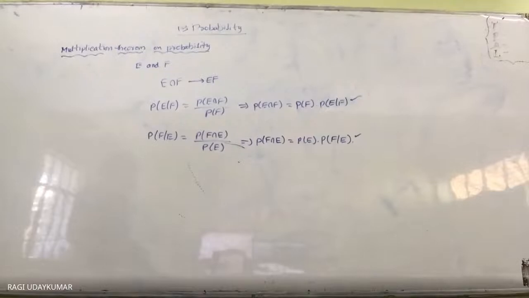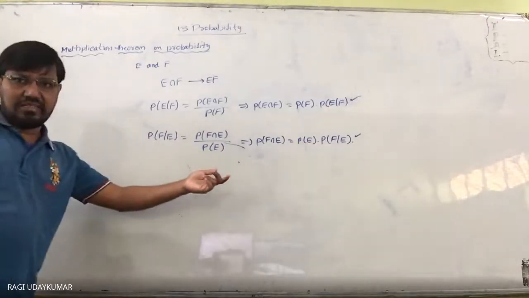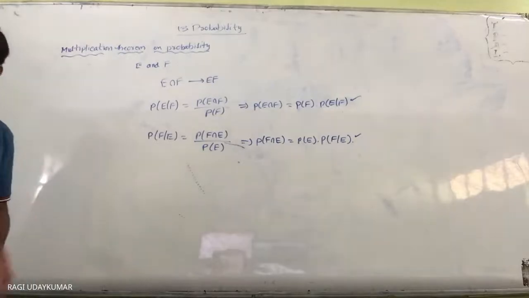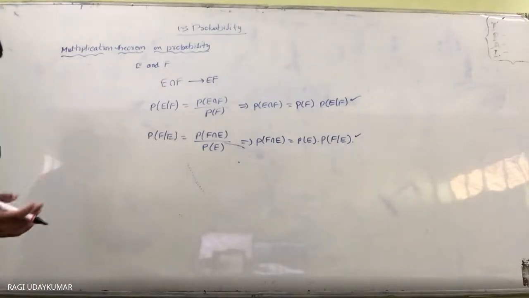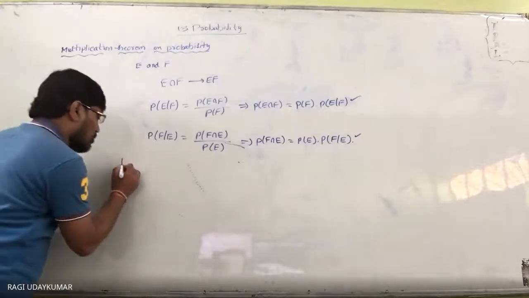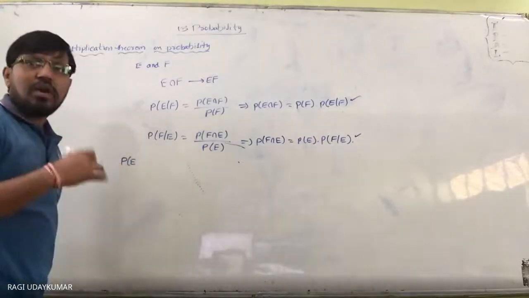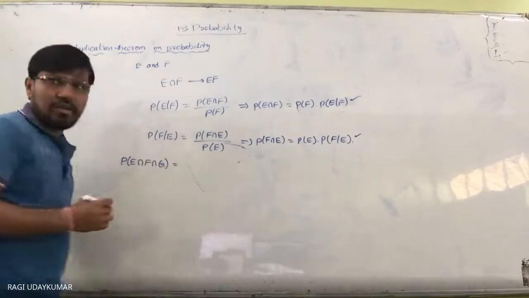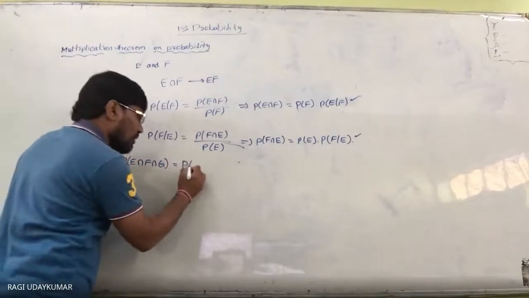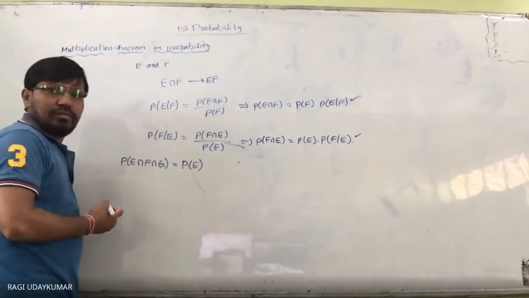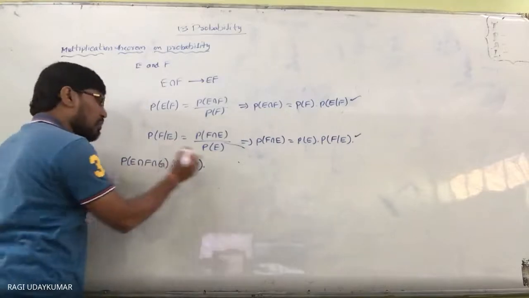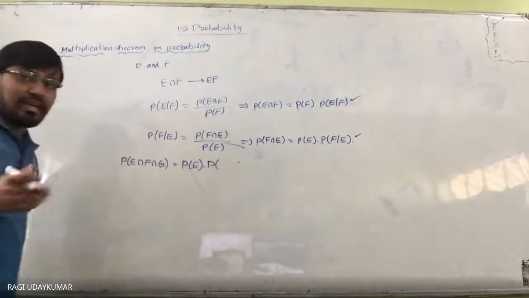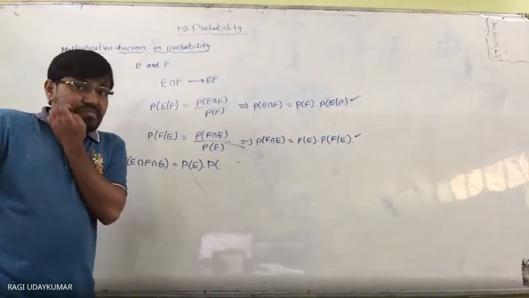This is called the multiplication theorem in probability, or the multiplication rule. It can be applied not only to two events, but also when you take three events or four events. So for three events, the probability of E intersection F intersection G is equal to the probability of E into, just like when you are doing the multiplication.